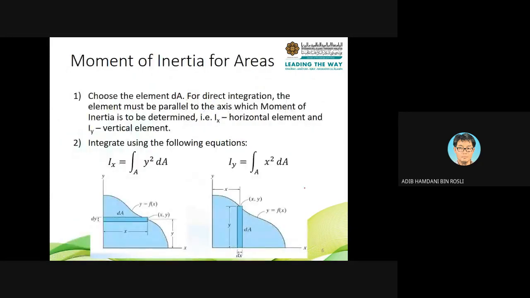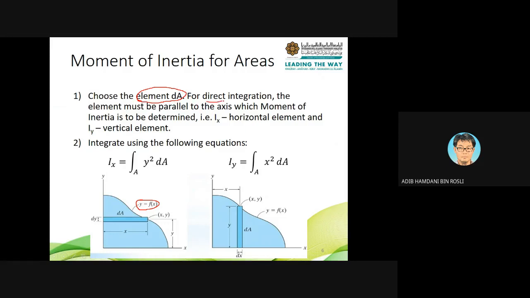So this is the procedure to evaluate the moment of inertia for areas. First, you have to choose the differential element, this dA. For instance, you have this area. Can you see that? This curve is defined by y equals f(x), and the area is bounded by this curve and the x and y axes. So you have to choose the differential element dA.